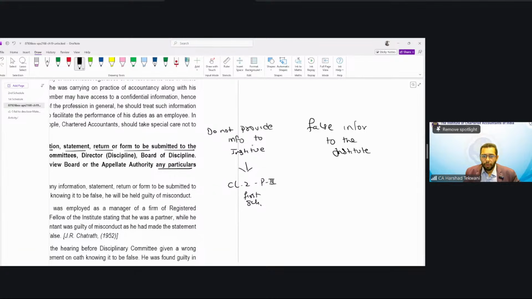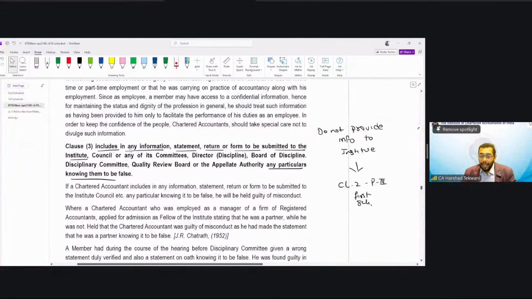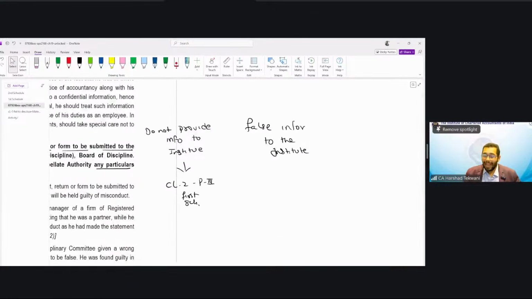And one important part that you need to understand: include in any statement, written or form, which is submitted, and that has to be knowingly. If you do it knowingly, then it is false. Like if you are aware that that is false and you include it, in that particular case this clause will be applicable. That is Clause 3, Part 2 of second schedule.